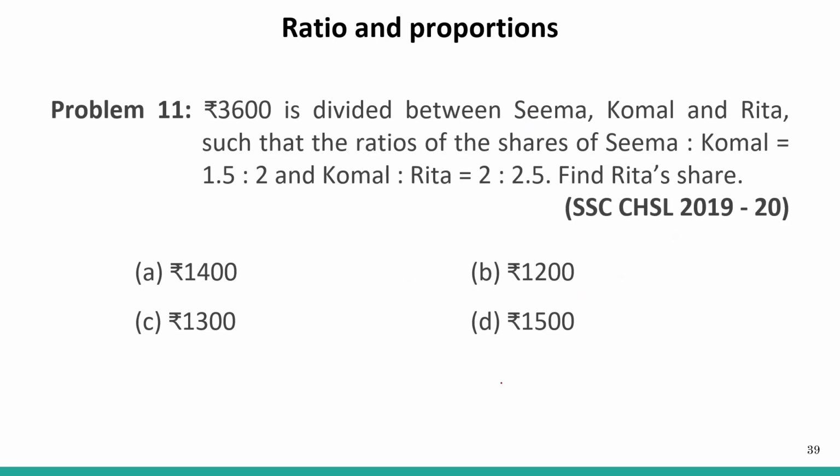3,600 is divided between Seema, Komal and Rita. It is divided among these three girls such that the ratio of their shares, Seema to Komal, is 1.5:2 and Komal to Rita is 2:2.5. Then find Rita's share. This question has been asked in the SSC CHSL 2019-20 exam. Let's see whether the answer is 1400, 1300, 1200 or 1500.